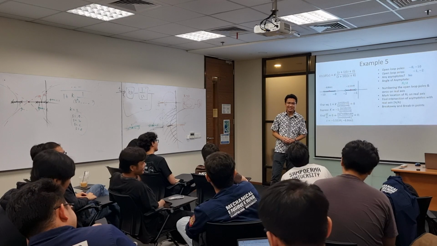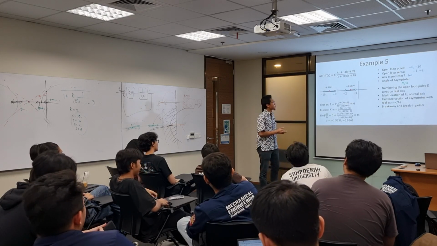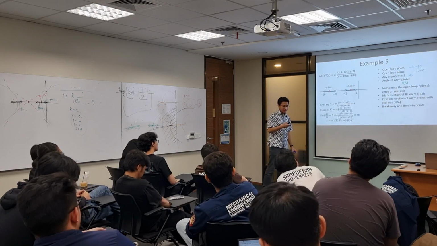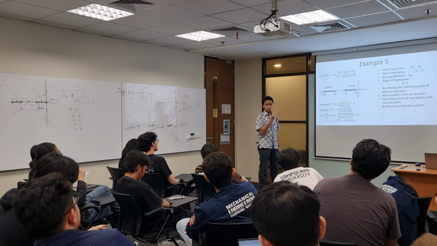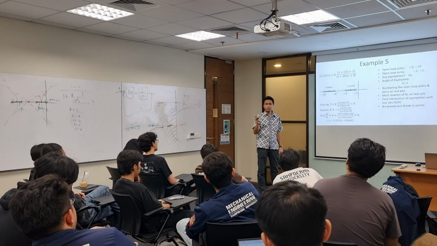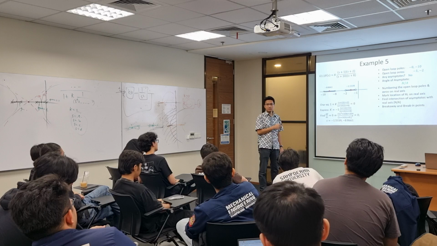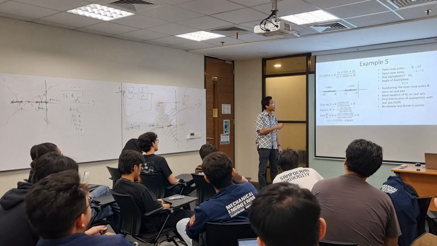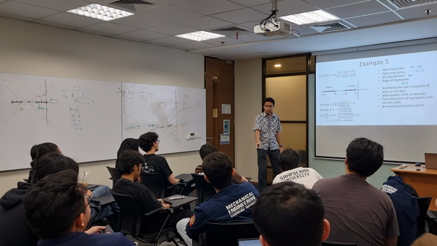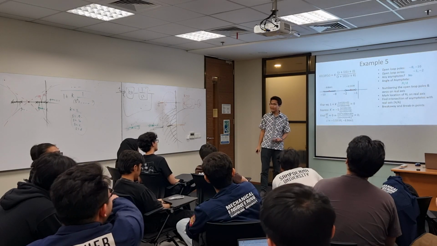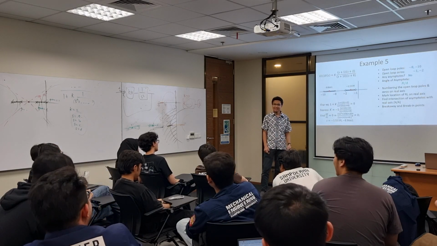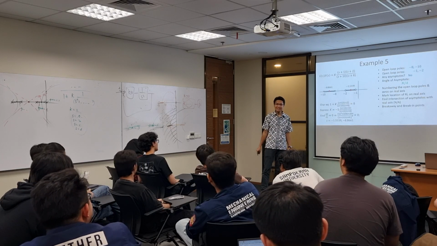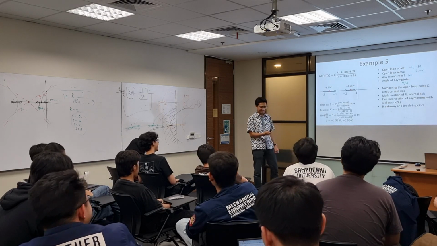So if you set K to be 2, how many closed loop poles will you have? 2. If you set K to be 100, how many closed loop poles will you have? Also 2.